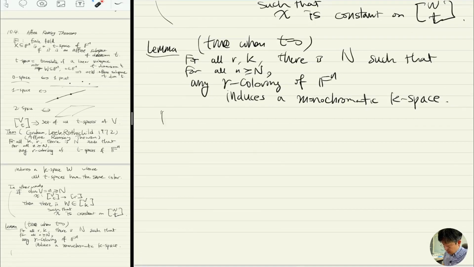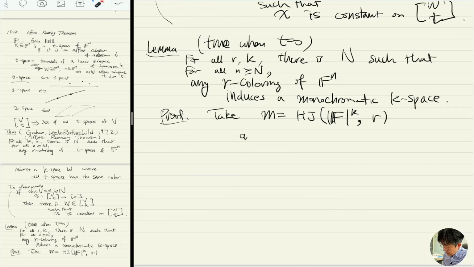Why? This is a simple application of the Hales-Jewett theorem. Right. Take M to be the Hales-Jewett number for alphabet size |F|^k and r colors, and capital N to be M times k.